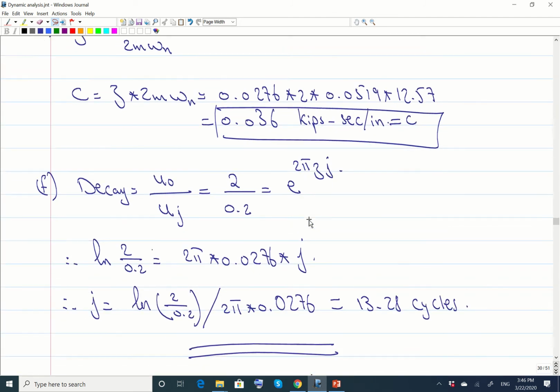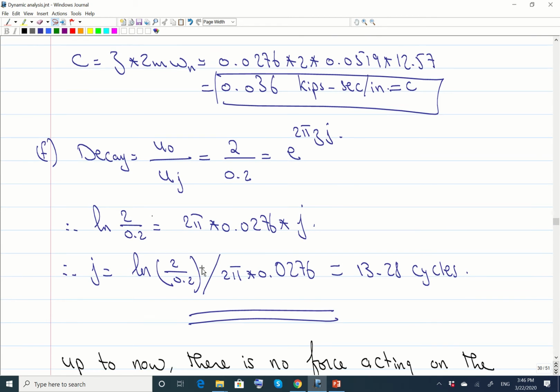Now the last thing is, we were asked how many cycles it will take that structure to have an amplitude of vibration of 0.2 inches, with the displacement starting at 2 inches. So simply the decay is u0 divided by uj. It's equal to e power 2 pi zeta j. J is the number of cycles in between those two readings. The initial is 2, and at some cycle j it's going to be 0.2.